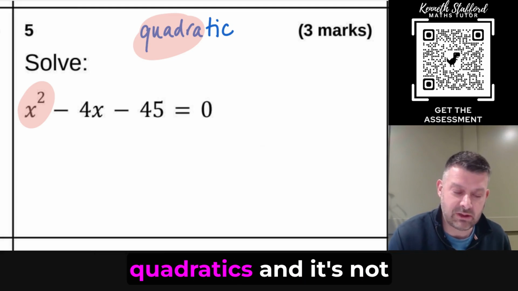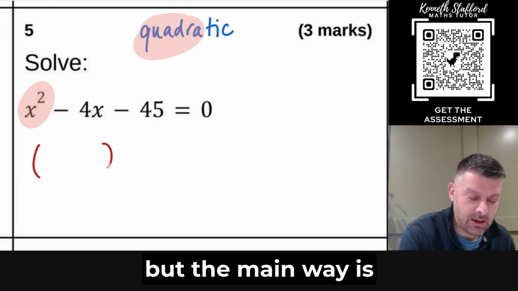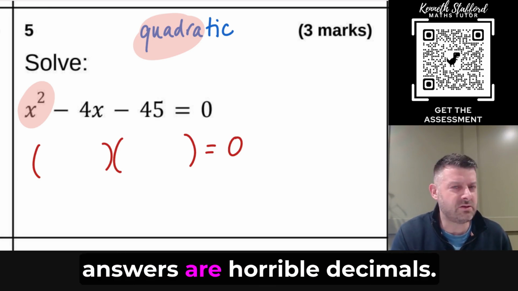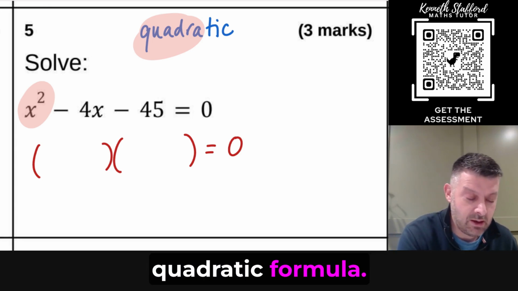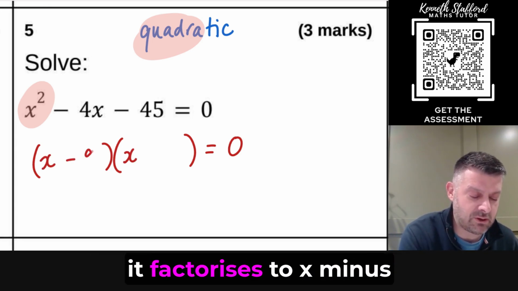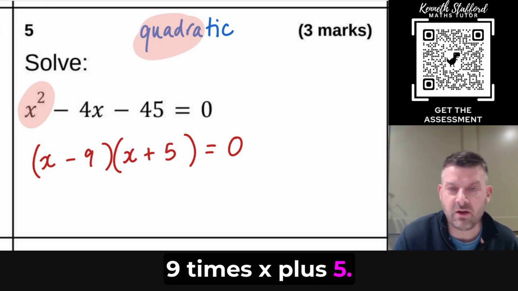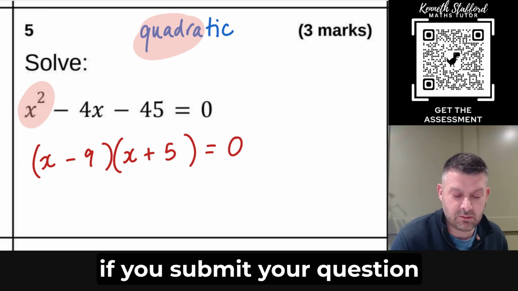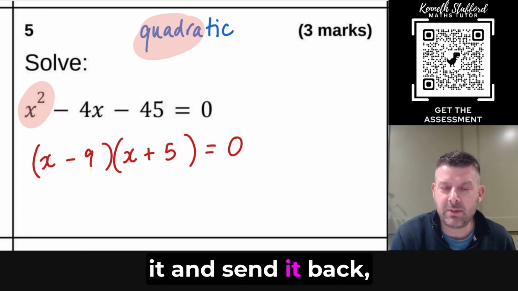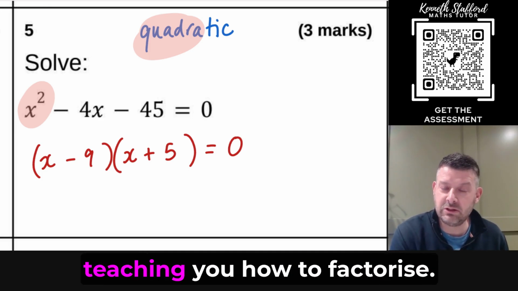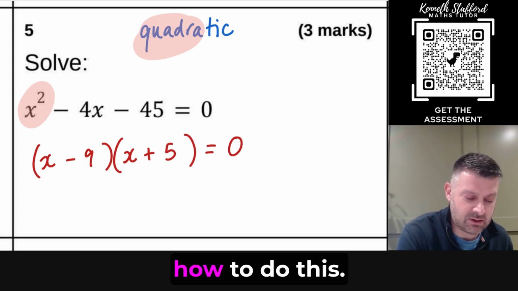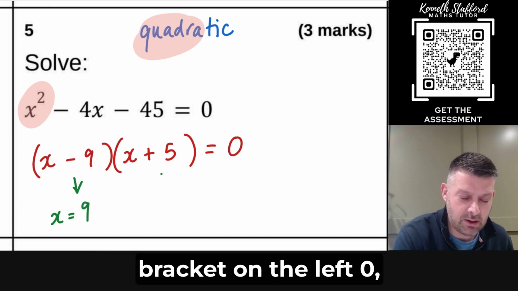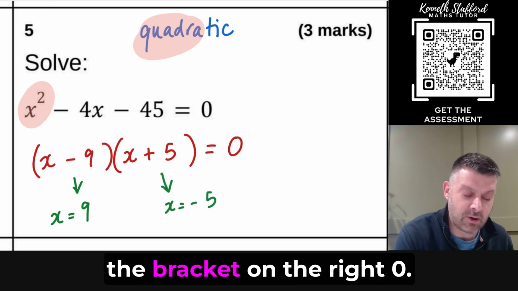And the main way you solve quadratics, and it's not always the case, but the main way, is by factorising, because it's just the quickest way. Now, it won't factorise if the answers are horrible decimals. We'll have to use a quadratic formula. But this one will factorise, and it factorises to x minus 9 times x plus 5. If you're not sure how to factorise, again, if you submit your question paper to me, and when I mark it and send it back, you will get a link to a video teaching you how to factorise and more questions on how to do this. So x must be 9 to make the bracket on the left 0, or x must be minus 5 to make the bracket on the right 0.